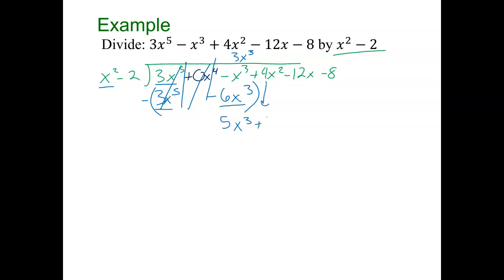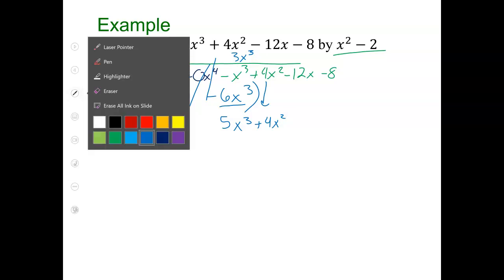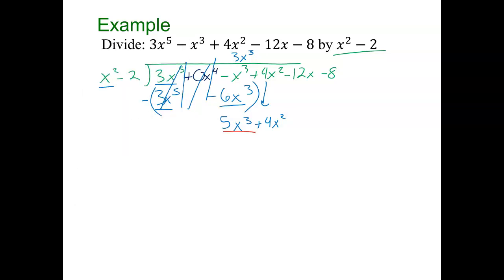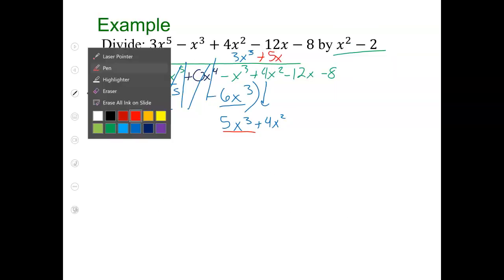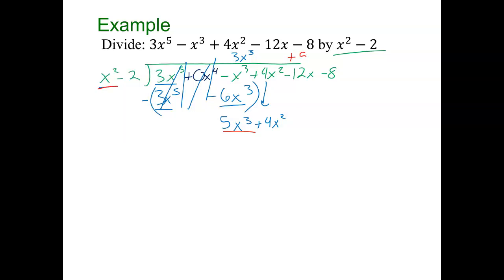And then bring down, and we repeat. What's the next division? Good. 5x to the third divided by x squared gives me, oopsies, spot. Above the x term. Put it above the x term. And then we multiply again. 5x times x squared, 5x to the third. 5x times negative 2, negative 10x. I'm not going to put it underneath the squared.